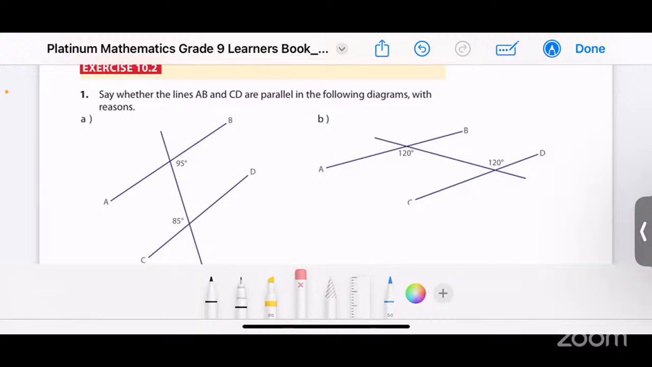Please repeat the question, ma'am. Say whether lines AB and CD are parallel in the following diagrams with the reasons. They are parallel because there are alternate angles. They're alternate angles. Yes, I think.